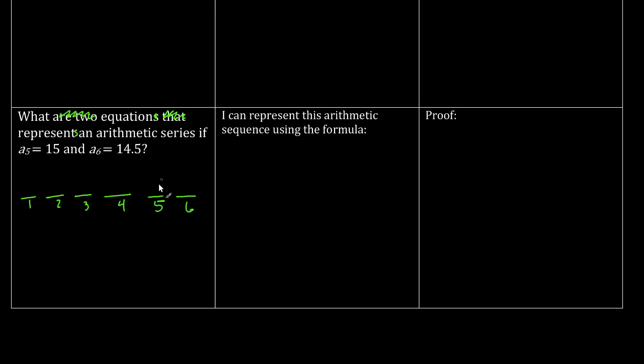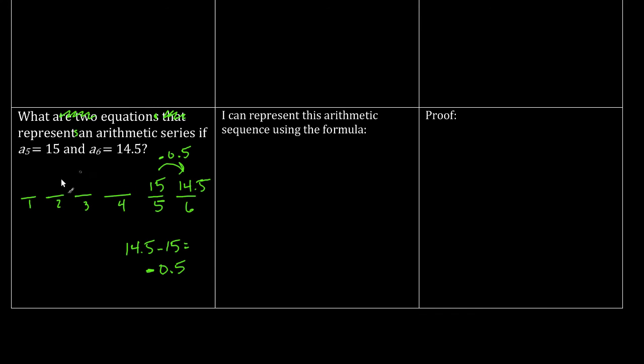So our fifth term was 15. Our sixth term was 14 and a half. Remember, if we don't know what happened going this way, then we subtract going that way. 14 and a half minus 15 is negative 5/10. So let's just double check. Would this be plus 5/10 or minus 5/10? Definitely minus 5/10.